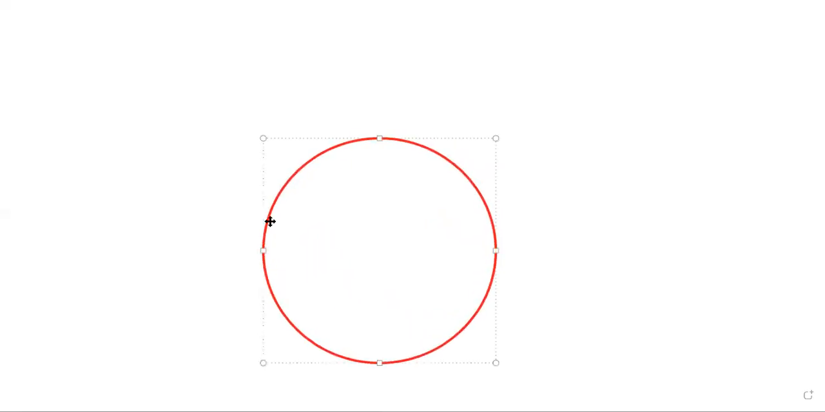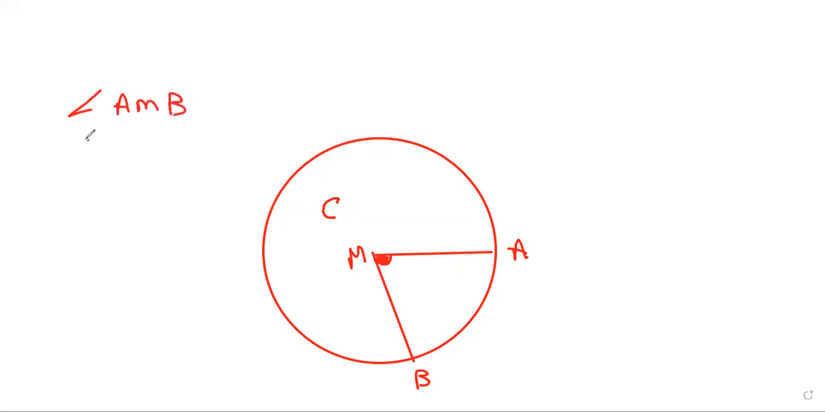If I have a central angle like this angle, you know, this angle is a central angle. I'm drawing now an angle. This angle is a central angle. So what is the name of this angle? It's AMB, okay? And the angle AMB is a central angle.